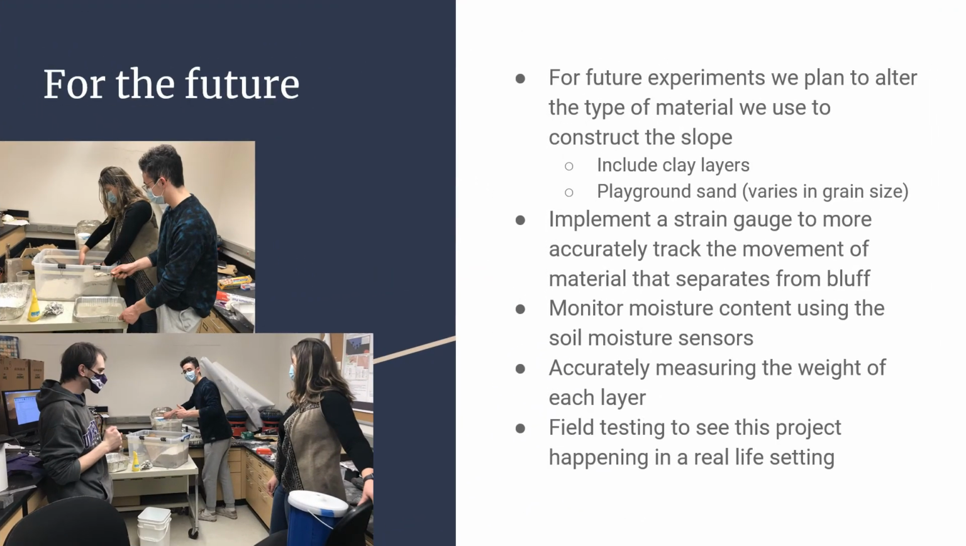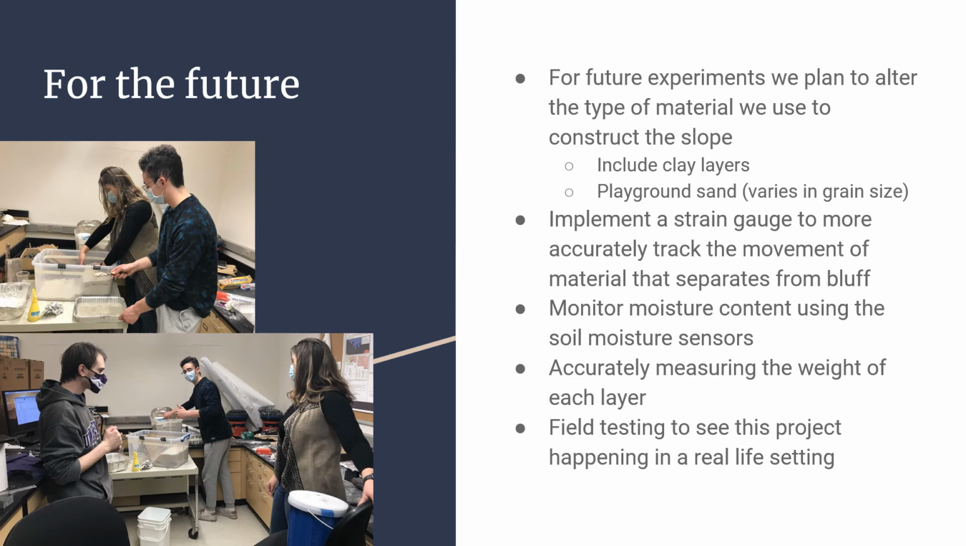As our experiments progress, we plan to alter several variables to better represent the shores of Lake Michigan. Regarding the material we use for our cliff, we are considering including clay layers within the sand, which would provide an impermeable surface so water would flow horizontally rather than vertically. Another idea we have is to change the material to playground sand, which contains a variety of different grain sizes. This would change the permeability of the sand, which may alter the occurrence of slope failure.